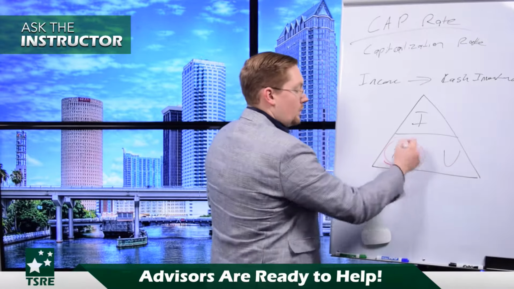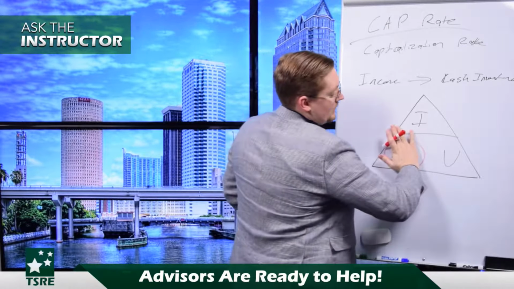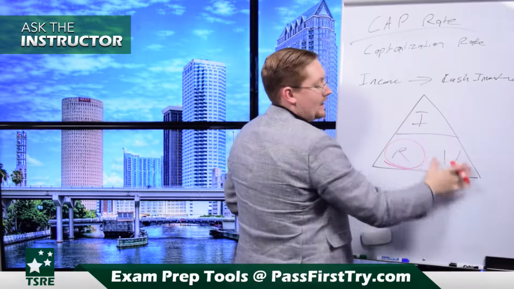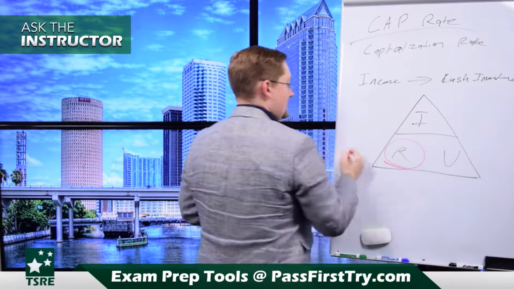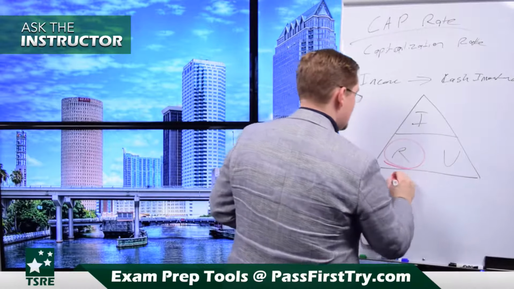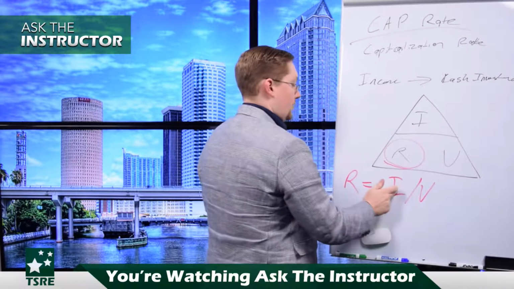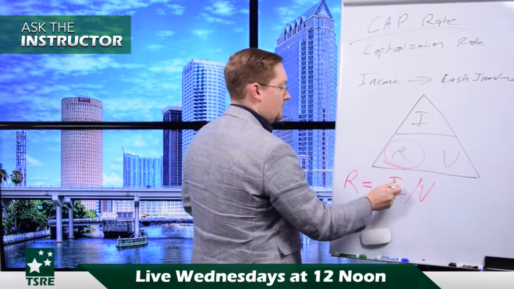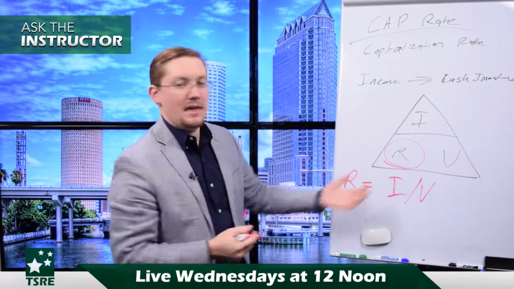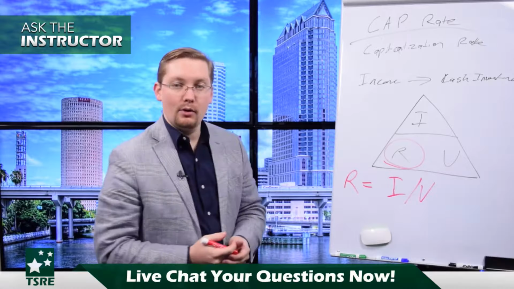So we circle what we're looking for, and what's left over is our formula, I over V. Our rate is the income divided by the value. That's our formula, and it's helpful to remember this IRV triangle because it makes it that easy to remember what the formula is.